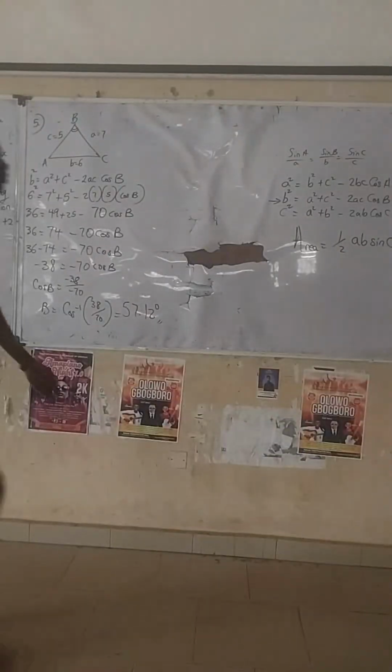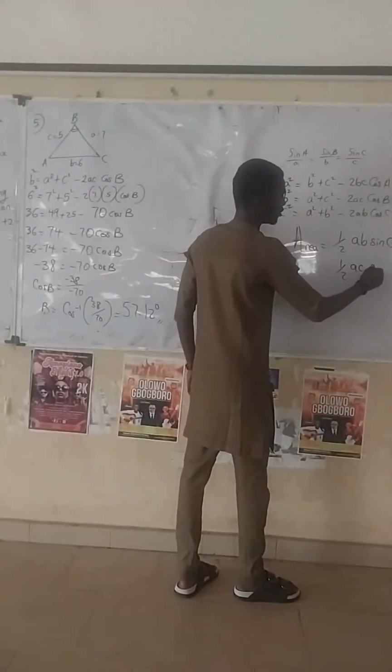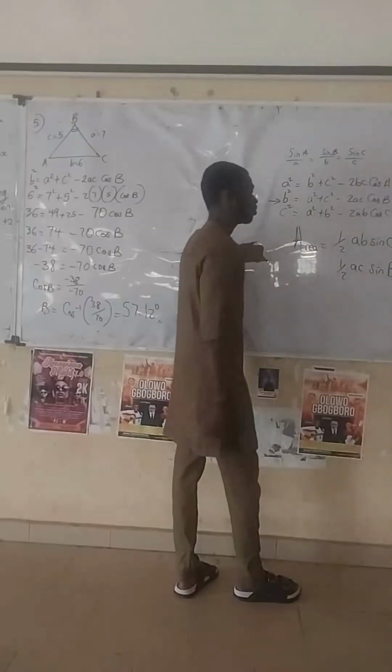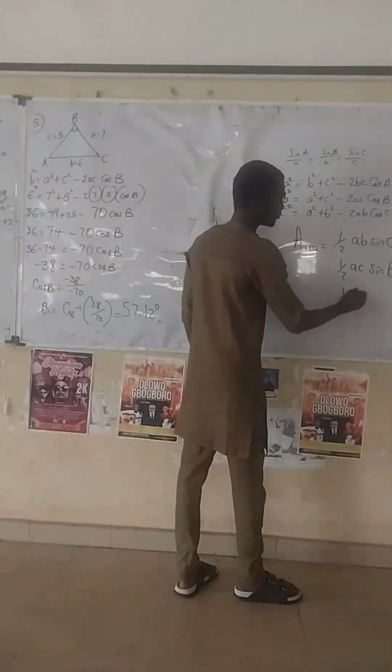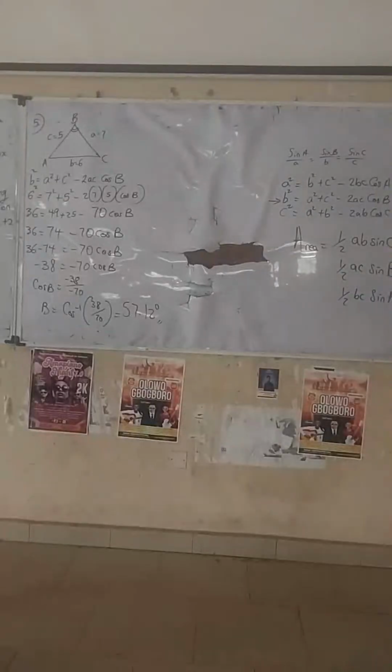If you are not using AB, it is half AC sine B. What if I don't want to use that one? Half BC sine A. Those are the formulas for this type of triangle. You can use any of the three. You're supposed to arrive at the same answer. Yes, you arrive at the same answer.